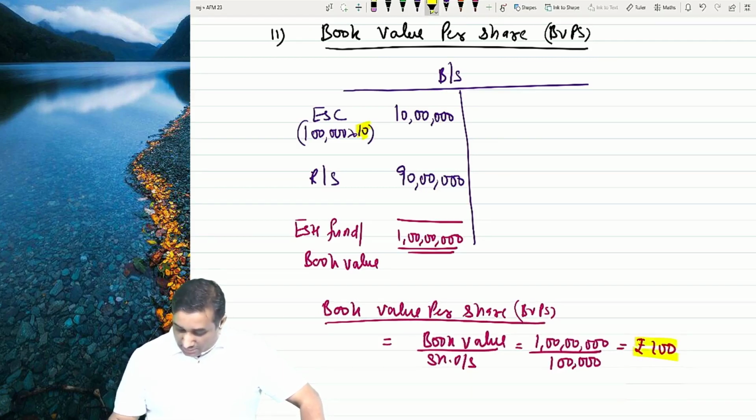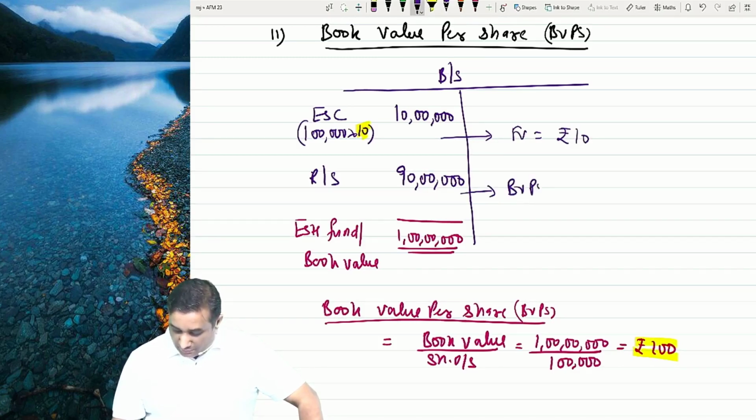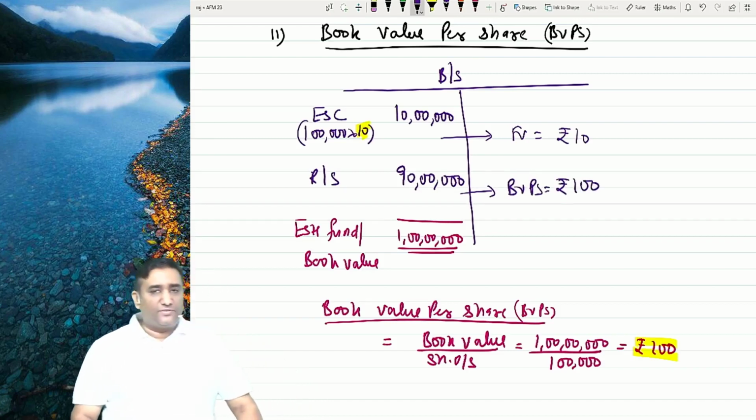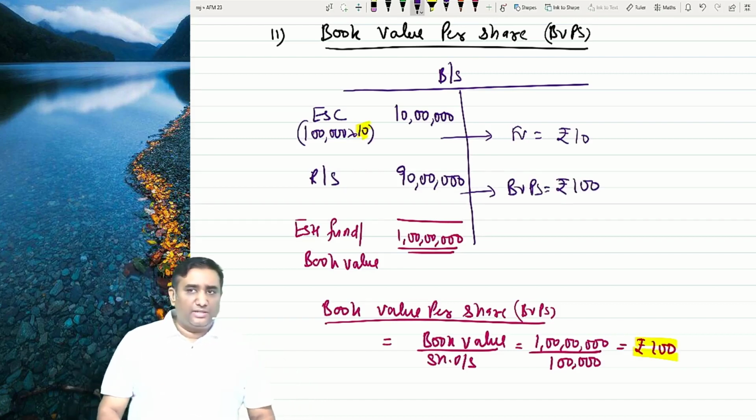Now, I'm not writing on the asset side, I'm just putting some figures. Face value rupees 10, book value per share is equal to rupees 100. If someone asks what is the difference between the book value and the face value, that is because of what? Reserves and surplus. Goodwill has not come.